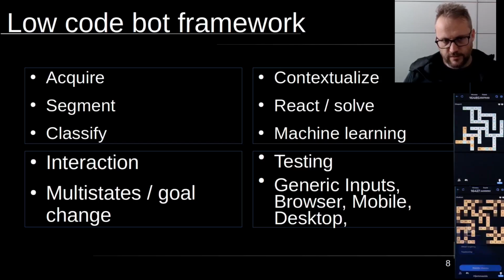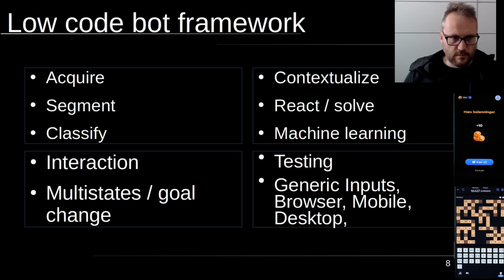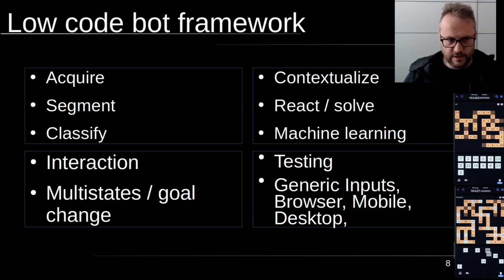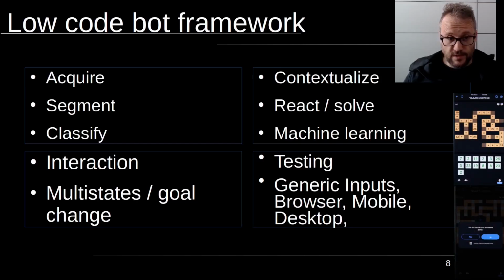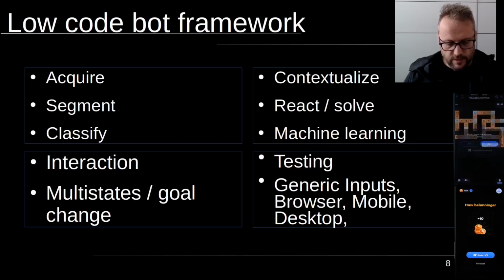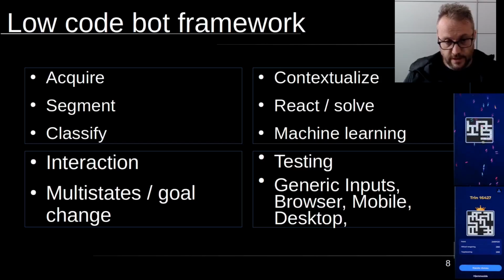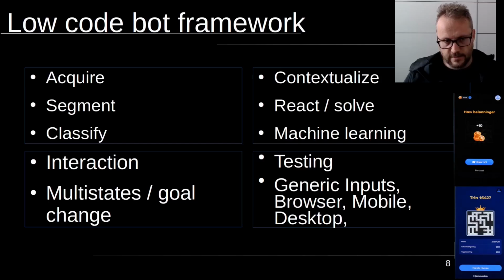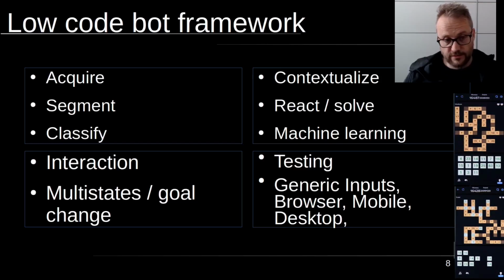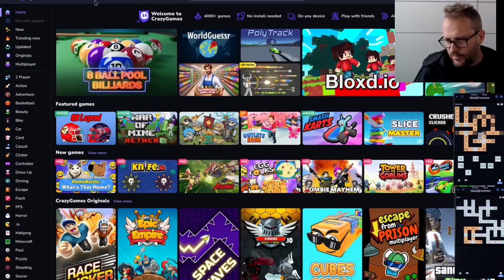Maybe there could also be added some kind of machine learning. We need some way of interacting, and for different games we might need multi-states, changing goals, testing, especially for puzzle games. It's quite feasible to make testing. I don't know about platformer stuff like that, how to make testing there. It's an interesting topic. And then how to add a generic input, or actually both generic input and output. So we could use browsers, mobile and desktop.